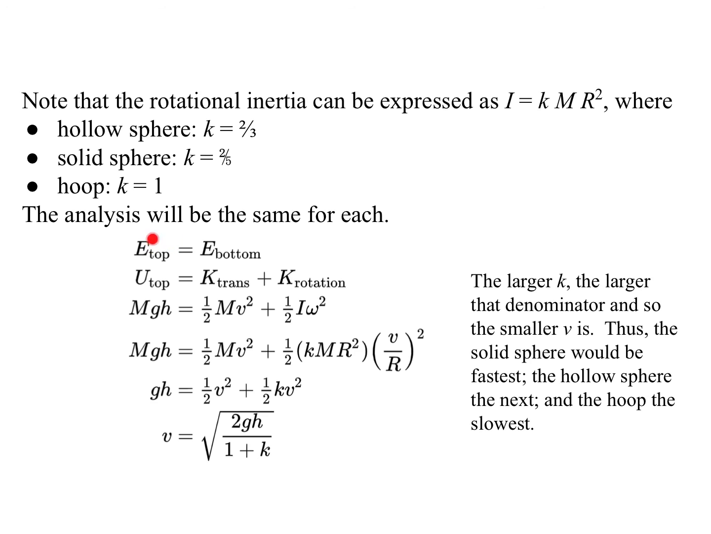The analysis will be the same for each now that we've done it with a k: the energy at the top of the ramp has to equal the energy at the bottom of the ramp. So the potential energy at the top, because it's released from rest so there's no kinetic energy there, has to equal the energy at the bottom of the ramp, because there's no gravitational energy there. We take the usual decision that the thing is released from some height, ending up down here with some velocity, and has mass m.